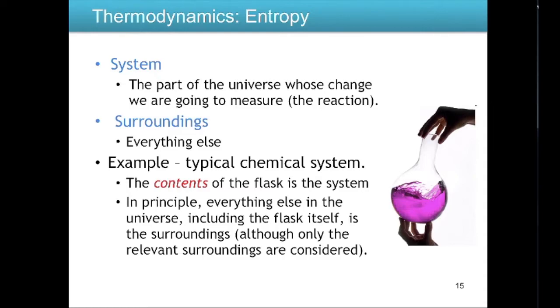So for example, if we have a typical chemical system, the contents of the flask is the system. So the aqueous solution, when we're doing a titration, for example, the solution itself is the system. Everything else, including the container, right? Including the Erlenmeyer flask, including the air around it, including the bench that it's sitting on, including the room that it's in, that is all the surroundings. So in principle, everything else in the universe is the surroundings. But to be fair, what happens in the lab isn't really going to affect anything about what's happening on Mars. So we only really care about the relevant surroundings.